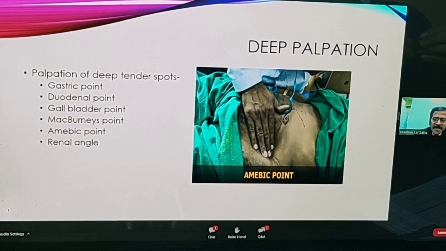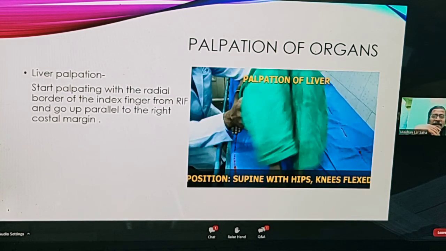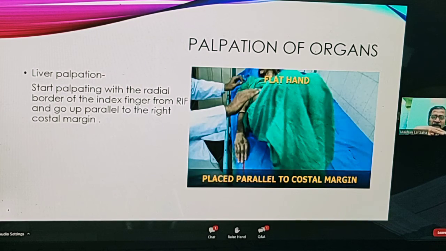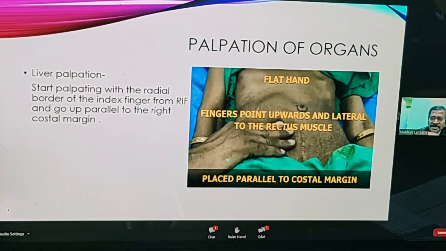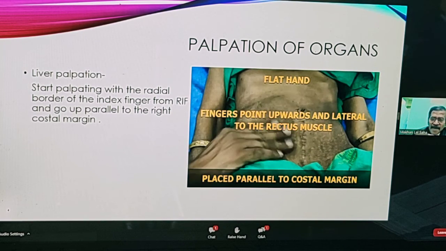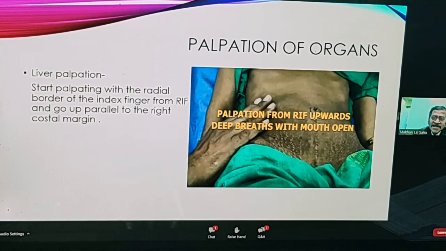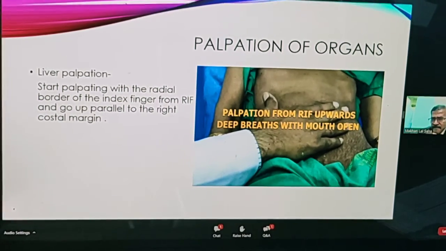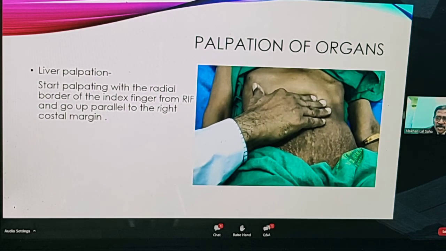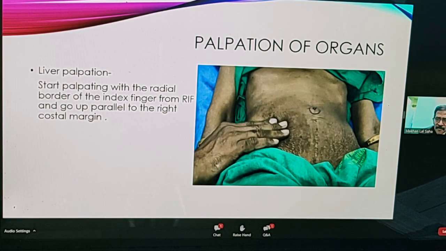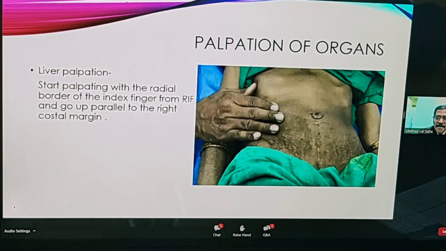So you can find the deep tender spots by looking at the different landmarks. Then the next part of the palpation is the different organ palpation. So how do you palpate the liver? The patient is relaxed. You start palpating from the right iliac fossa with the radial border of the index finger and gradually go up, asking the patient to breathe normally. Once you find that you can palpate a swelling having a linear border, you confirm that this is likely to be the liver, and confirm it by palpating other points.